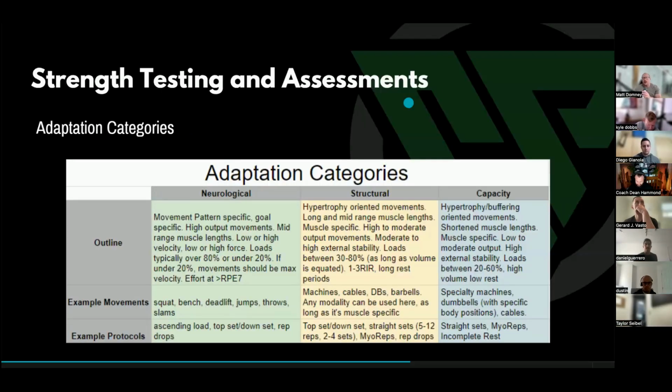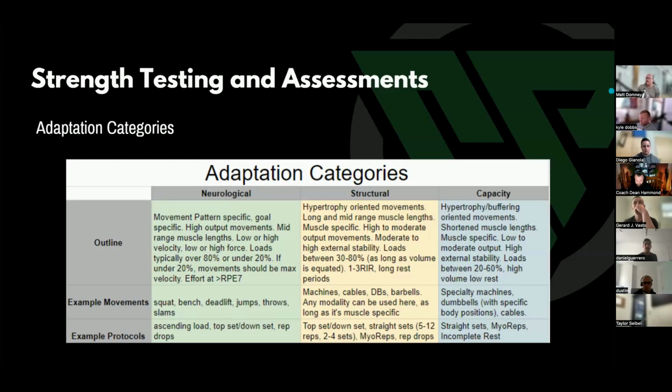If we're going into some of these strength assessments and everything, one of the things that I try to do when I'm breaking this down, hold on, I'm trying to figure out a way to make this look slightly better so I can see you guys. There we go. That works.